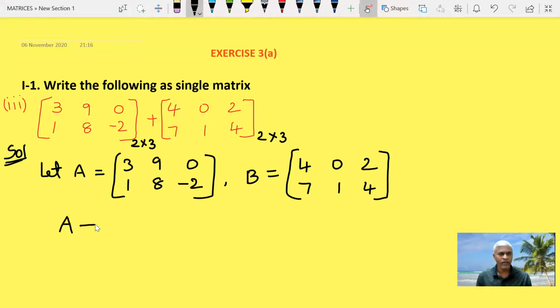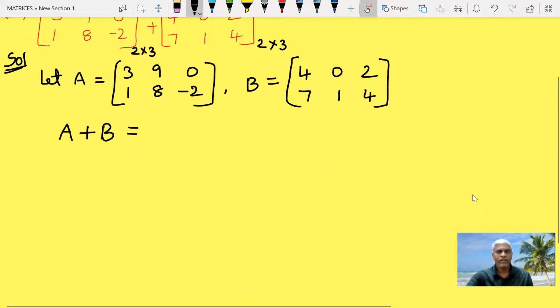Then only we can add the matrices. Both matrices should be of the same order. Then how do you add? Adding the corresponding elements in both the matrices.